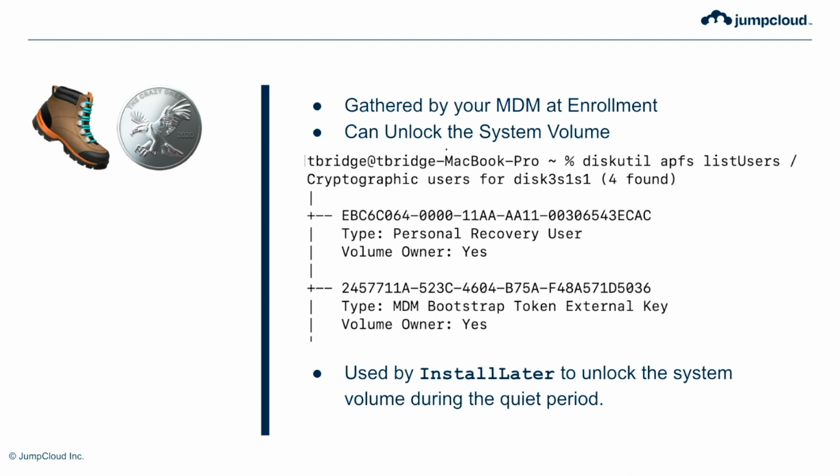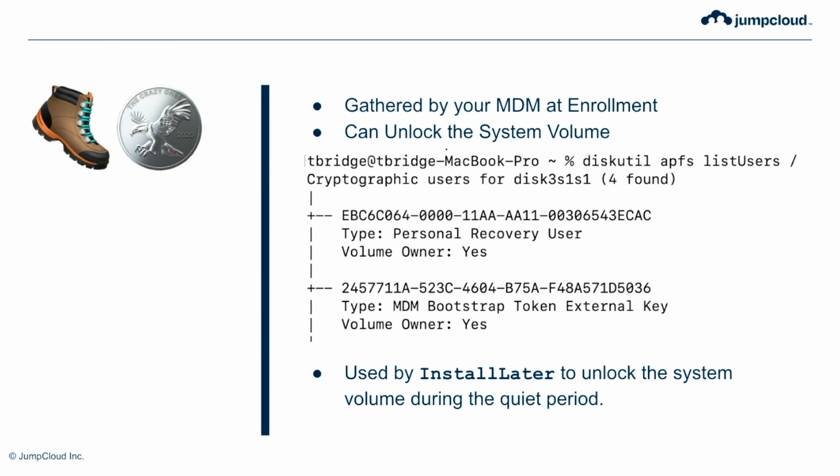A bootstrap token is a FileVault unlock key that works on the system volume within the hardware, the volume group that represents the Macintosh HD volume group. Here you can see, if you do diskutil apfs list users /, I've got a personal recovery user and I've got an MDM bootstrap token external key. That bootstrap token is a FileVault unlock recovery key in shape and size that is escrowed to your MDM, and that your device can go and grab if it needs it.